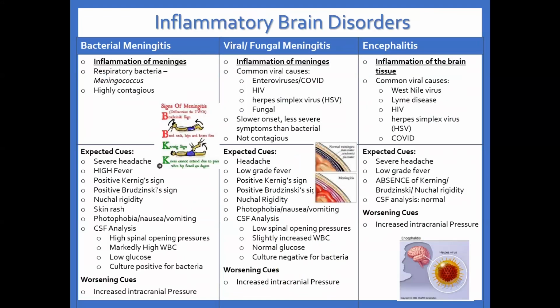So that's why in the ER, anybody that comes in with neck pain, especially if they have Koenig's and Brudzinski's sign and a fever, they're getting a lumbar puncture to look at their CSF. Because the only way to really tell if you have meningitis is to take the CSF and look at it for infection. It's an infection. So it's like taking a blood culture.